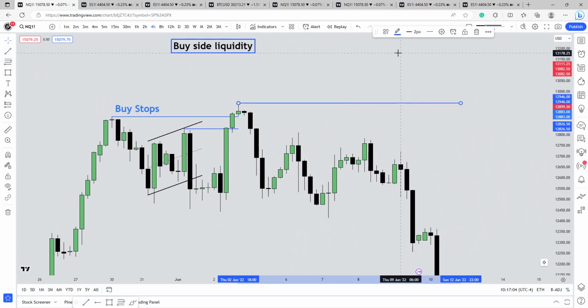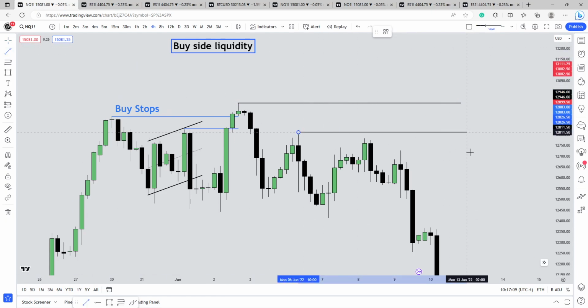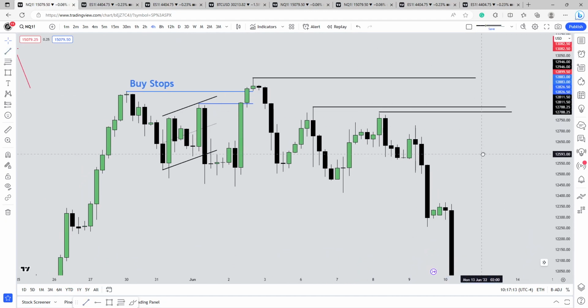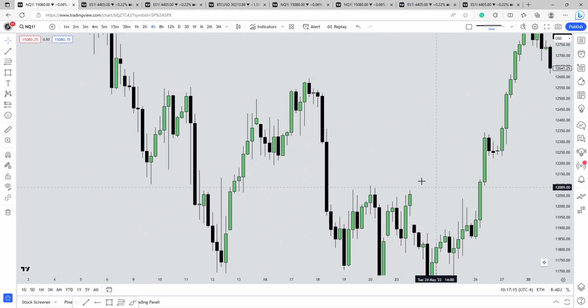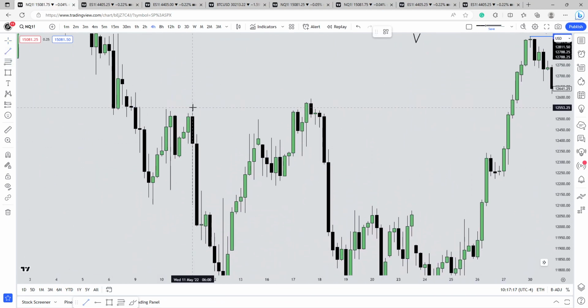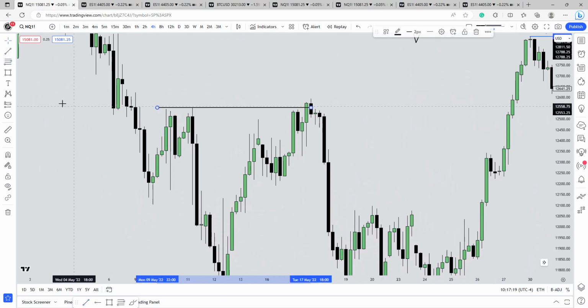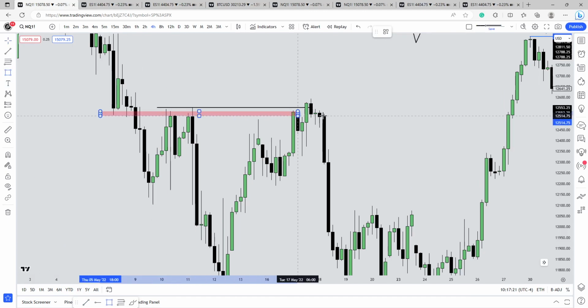It doesn't mean every high needs to be targeted. That's something important to understand. But just a good exercise for you is to go into your own charts, just mark out some old highs. And if we just go over here, we could see that if we marked out this old high, a lot of retail traders are thinking that this is key resistance in here.